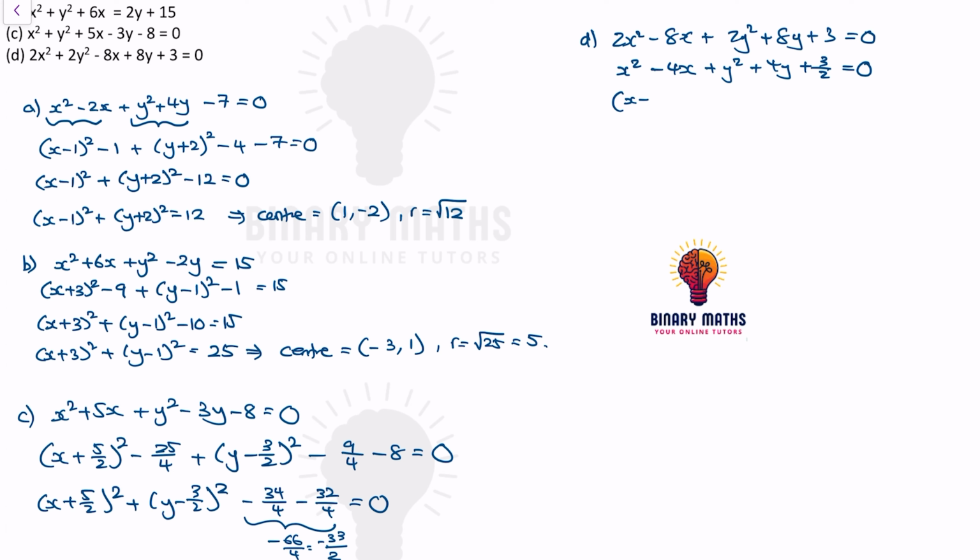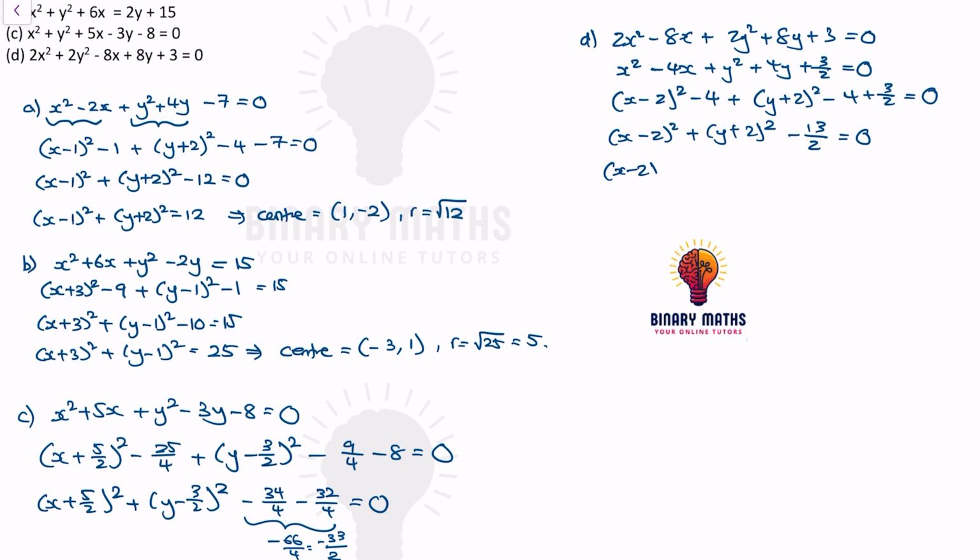So I get (x minus 2) squared, take away 4, plus (y plus 2) squared, take away 4, plus 3 over 2 equals 0. Okay, let's put in the correct format. (x minus 2) squared plus (y plus 2) squared, minus 4 minus 4 gives me minus 8. Minus 8 plus 3 over 2 is minus 8 plus 1.5, which gives me minus 6.5. So that's negative 13 over 2, which is equal to 0.